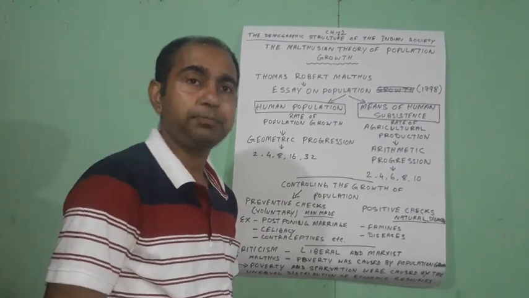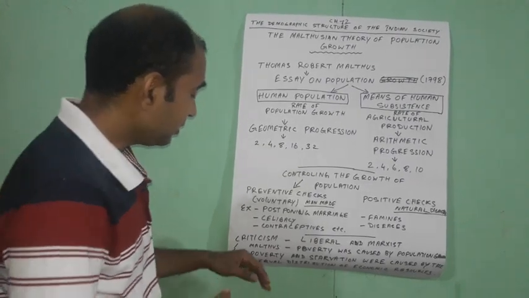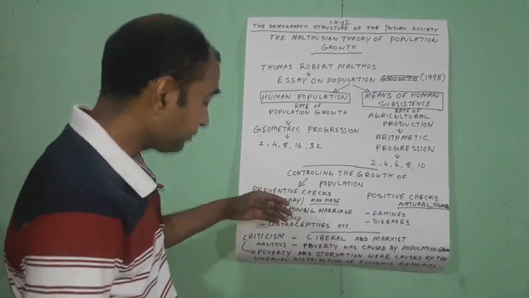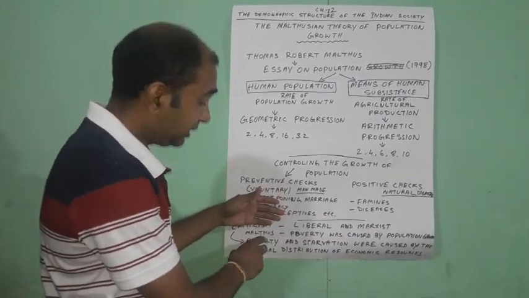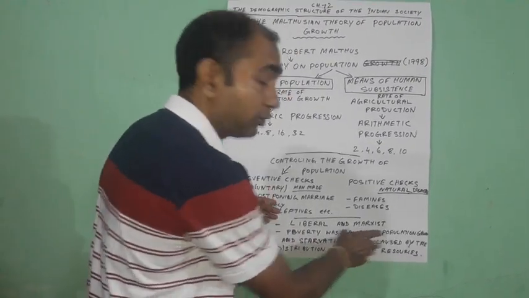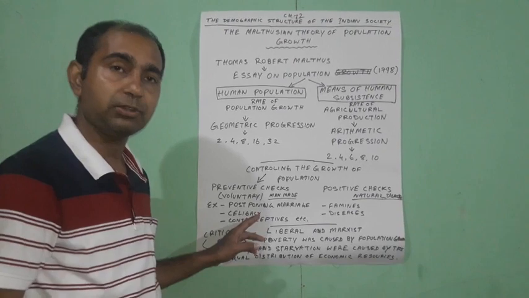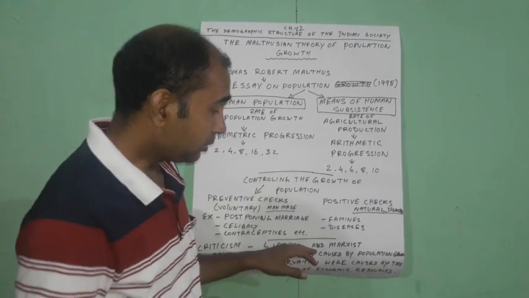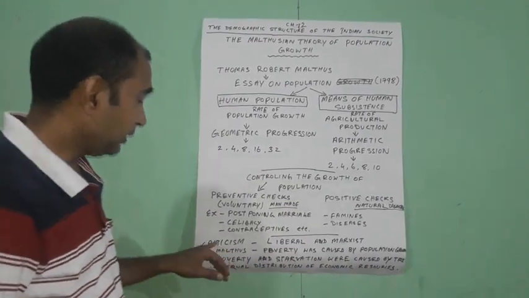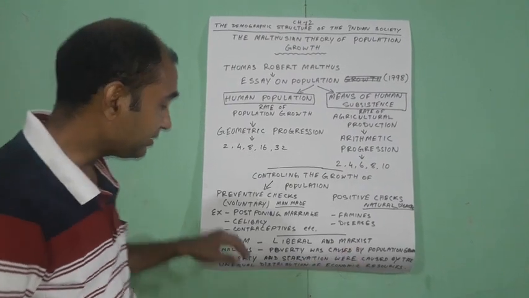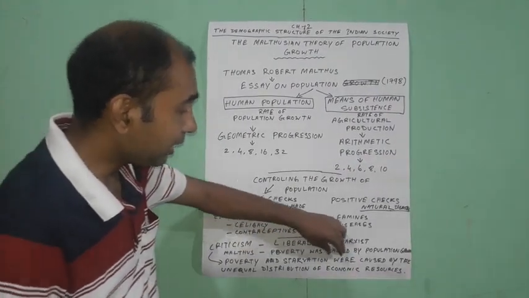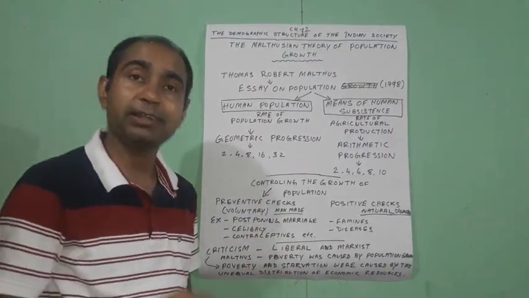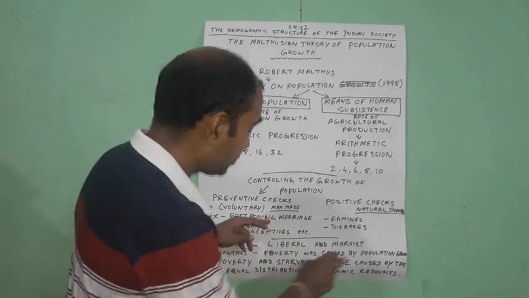But his theory is criticized by some scholars like the liberals and the Marxists. What they say is, Malthus said that poverty was caused by population growth. In his theory, he mentioned that poverty was caused by population growth. But the liberals and the Marxists criticized that poverty and starvation were caused by the unequal distribution of economic resources rather than population growth.